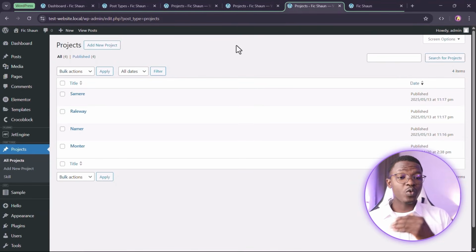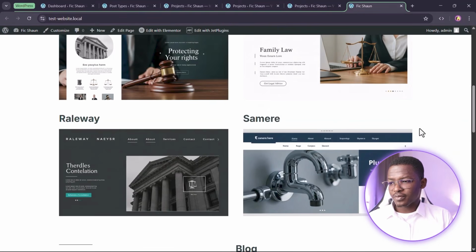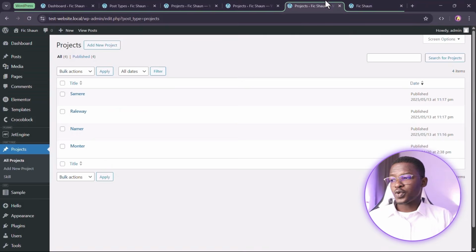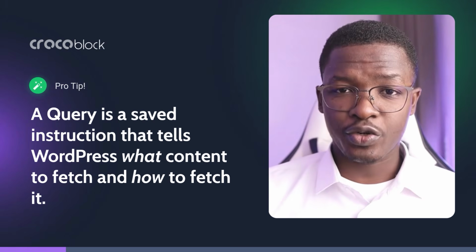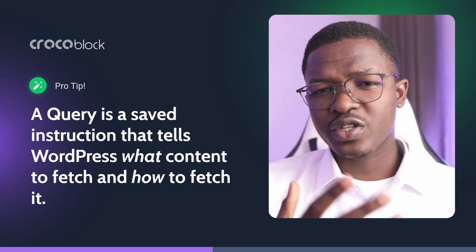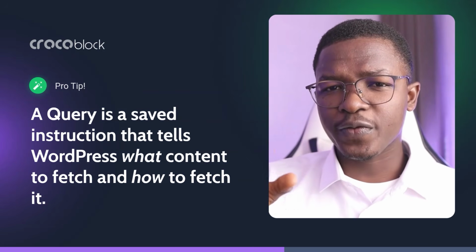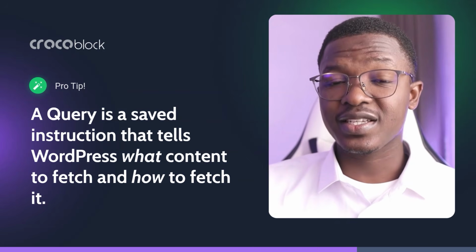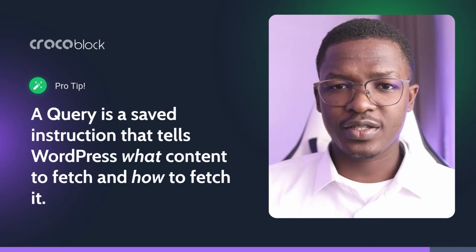The next step is what we absolutely need to do before creating a listing of these project items in the front end right here, right? So in order to do that, we need to create a query. Now, before we create the query, let's talk about what a query actually is. Inside of WordPress, when you create a query, you're simply telling WordPress what to fetch from the database and how to fetch it. All right.